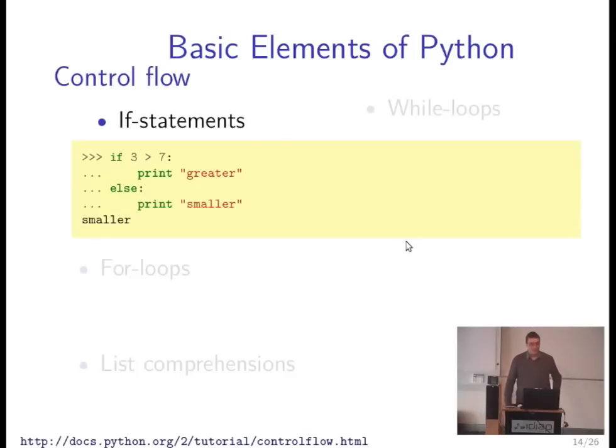Okay, now I will go on with the basic elements, the control flow elements. The first one is, of course, the if statements. So, for example, you write the if keyword, you write anything that will evaluate to bool, for example, a comparison operator, and you write the colon.